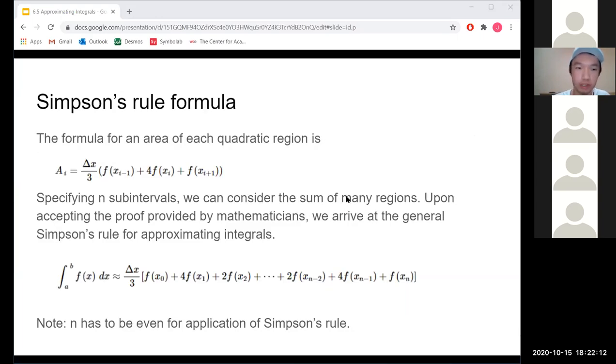Here's the formula for Simpson's rule. So the formula for the area of each quadratic is just this. You don't need to know that. All you need to know is how to use this formula on the bottom. So I'm going to give you guys a moment to jot that down, and then we'll talk about it.